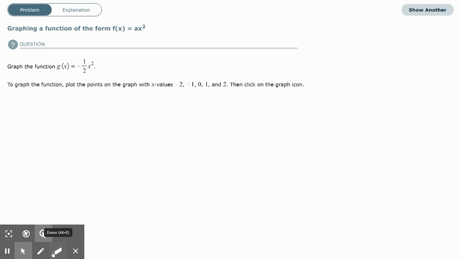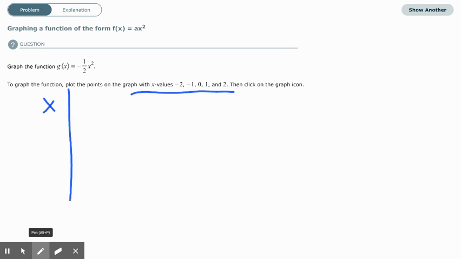Today we want to graph a parabola. So we know that's a parabola because I have x squared here. Again, we've got our function g of x equals negative a half x squared. So what it's asking us to do is to graph these x values. So we start by making a table.